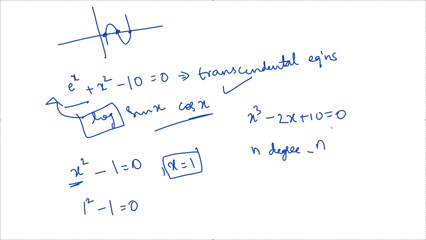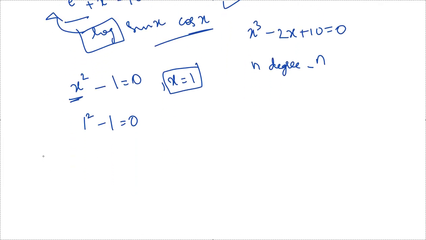So yeah, let's start with our actual method, which is the bisection method. This bisection method is one of the methods which helps us to find the roots of transcendental equations.